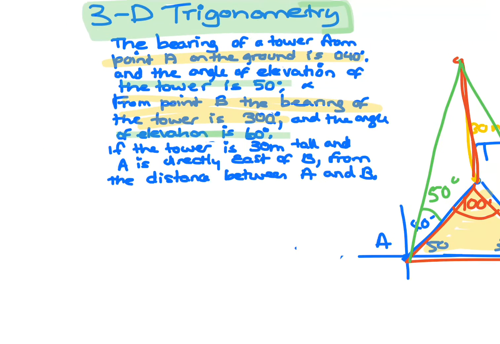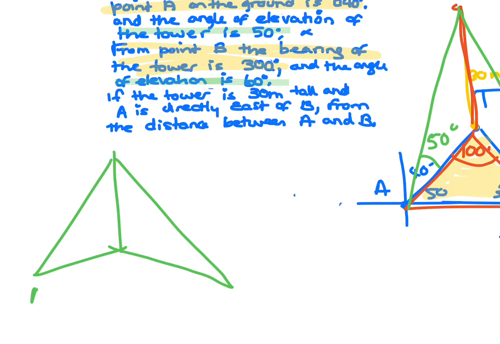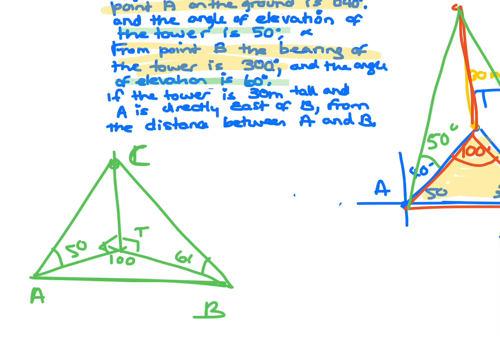I'm just going to redraw it a bit neater. We have that situation. That's A, that's B, that's directly east-west. That's 100 there, and these are right angles. That's the bottom of the tower. That's the top of the tower. We'll call it C. That angle of elevation was 50, and this one was 60. And the question is how far between A and B.